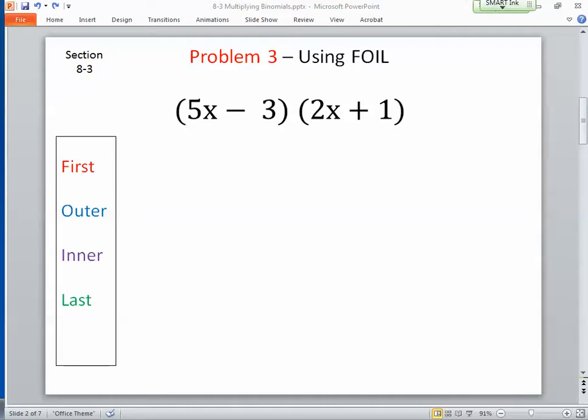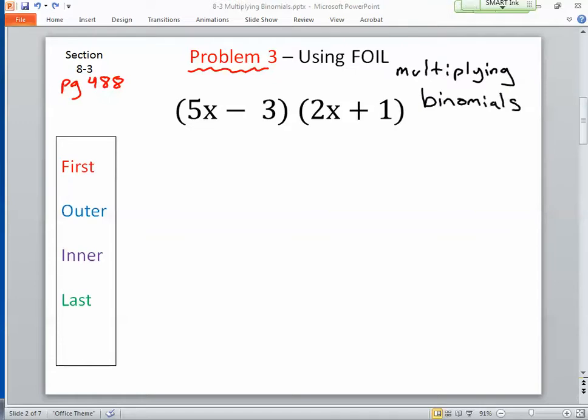Alright, this is section 8.3. This is page 488 in the textbook if you want to follow along. And we're looking at problem 3, which is the best example of what this whole section deals with. And this section deals with multiplying binomials.